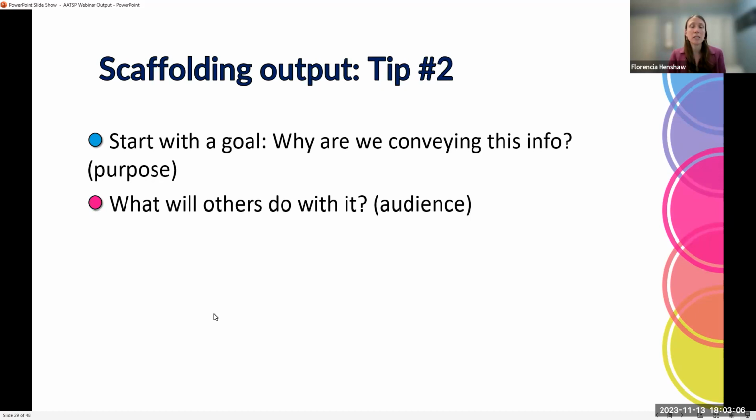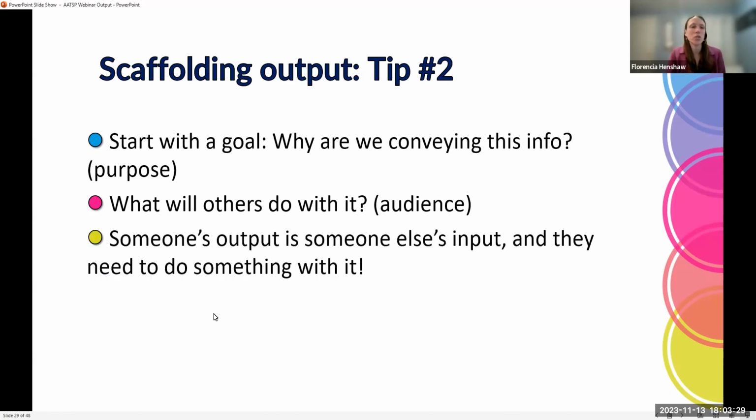The second tip is related to something that we've been discussing already, this idea of a purpose, of a goal. Start with a goal before you get into, oh, I want them to write a restaurant review. Why? What will others do with it? Consider the audience, right? Anytime we're doing output, we're hoping there's an audience on the other side. And so what is the audience going to do with it? And this is what I said before. Someone's output is someone else's input, and they need to do something with it.